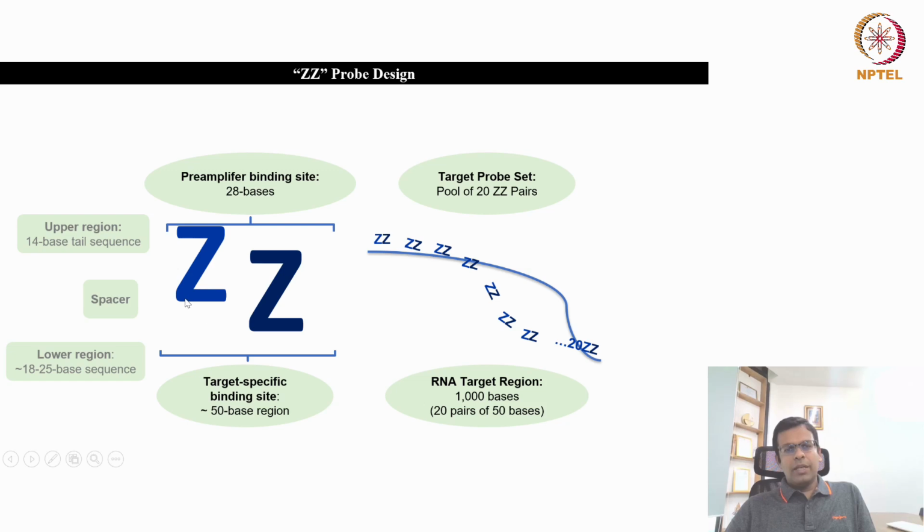Here at the bottom is the target specific binding site. This region is made up of 50 base pairs, and those 50 base pairs are complementary to your mRNA sequence. So this Z probe binds to your target mRNA because it has 50 base pair complementarity with the mRNA sequence. Then this is known as the spacer region, and this is known as the pre-amplifier binding site. Okay, so what is the pre-amplifier binding?